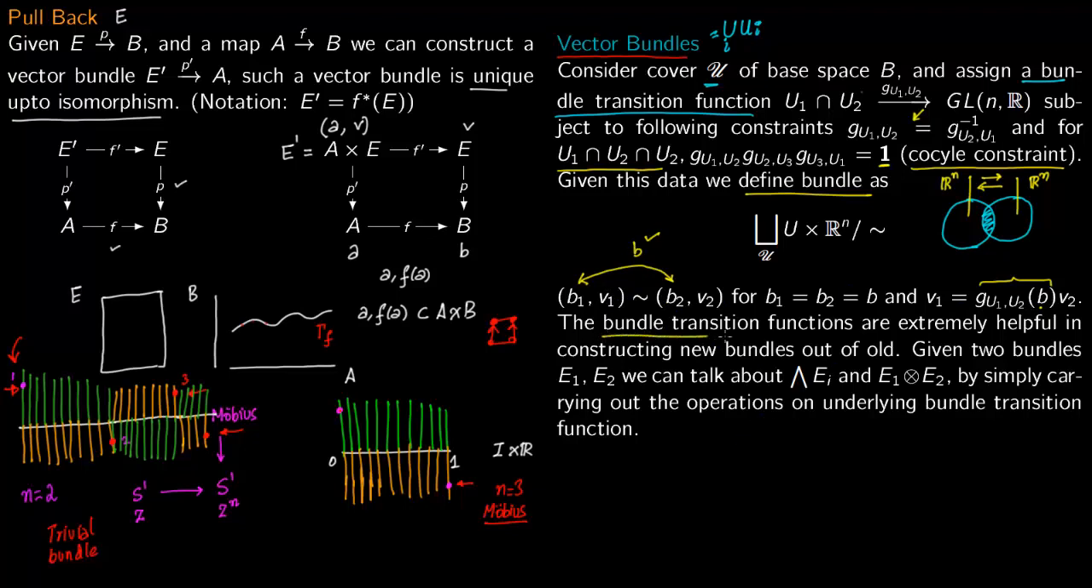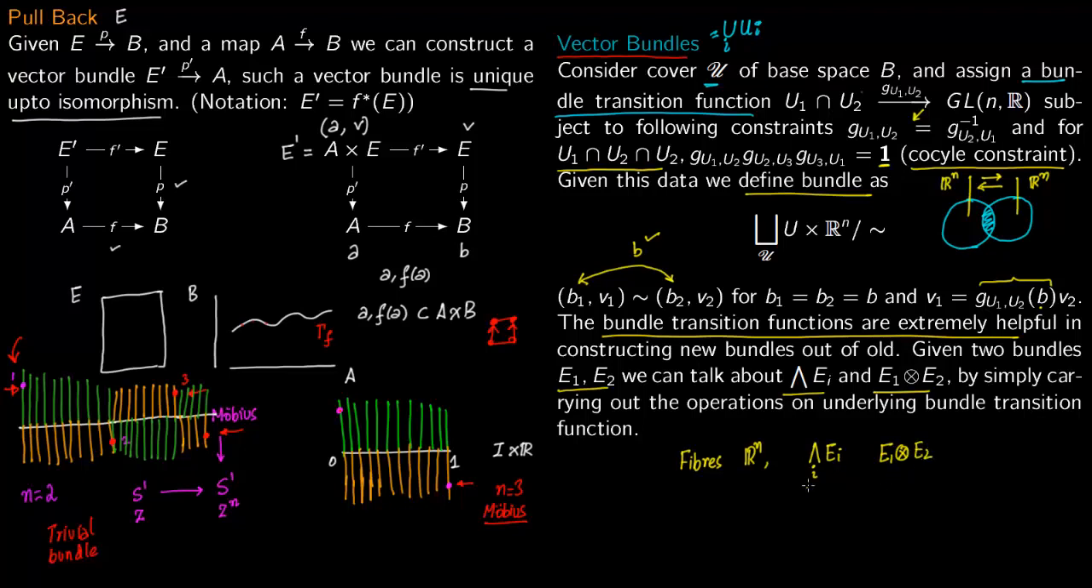So these bundle transition functions are extremely helpful in constructing new bundles out of old. So say you're given two bundles E1 and E2, then you obviously know their fibers, so you can talk about their fibers. So their fibers are something like R^n. So you can talk about their exterior product, the tensor product. So once you carry out the fiber by fiber construction, you also need the transition functions. Now since transition functions are matrices, that is very easy. In the case of exterior product, you can take as many exterior products as you want for as many bundles. Similarly for tensor products.